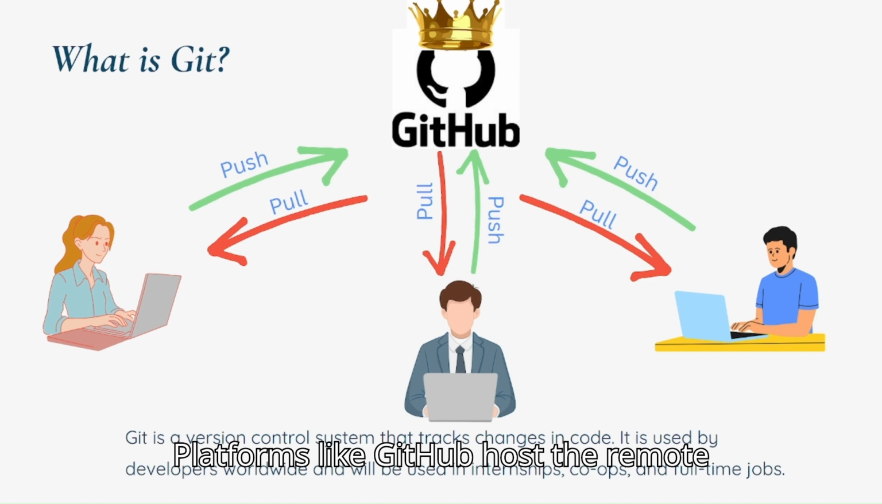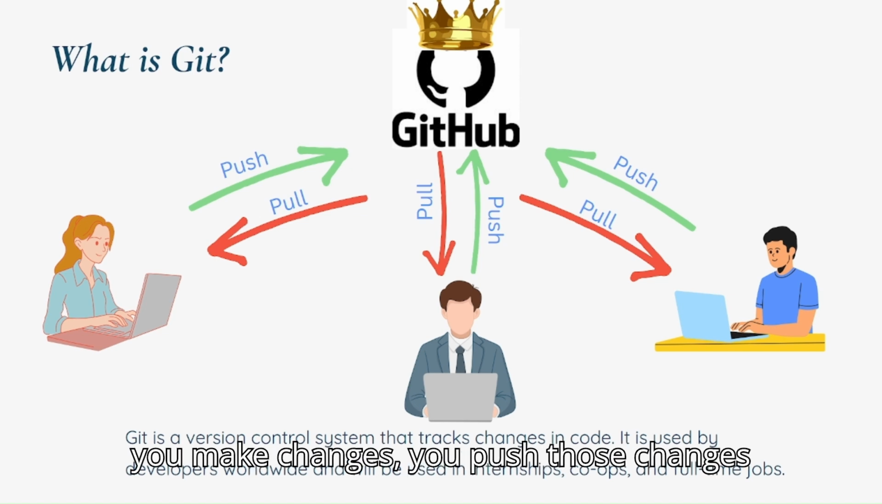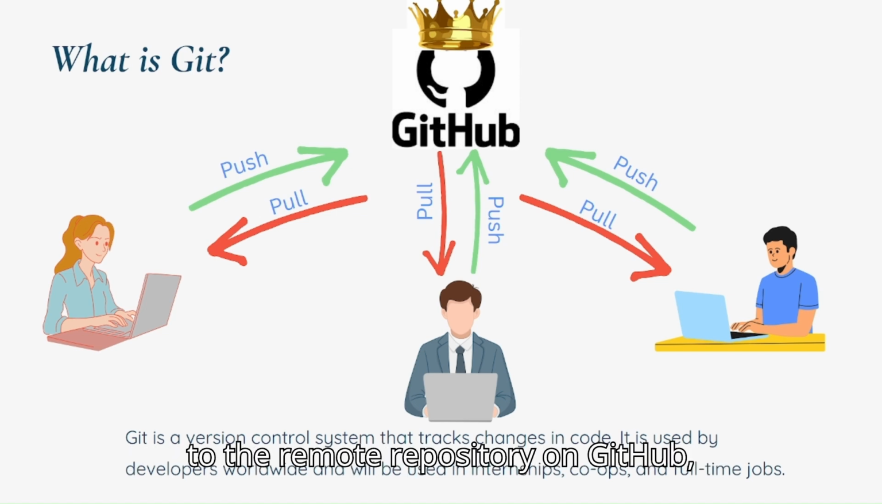Platforms like GitHub host the remote repository, while each colleague or developer has their own local computer with the repo on it. Once you make changes, you push those changes to the remote repository on GitHub, and you pull updates from GitHub that other collaborators and developers potentially had pushed.